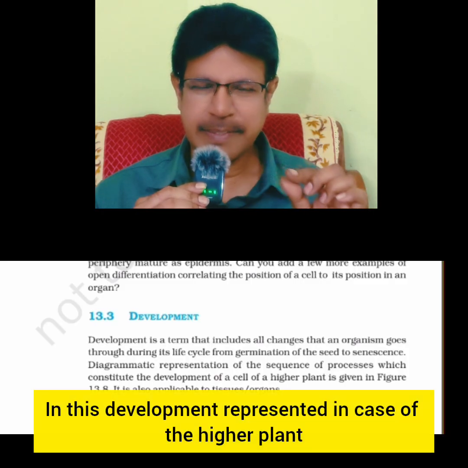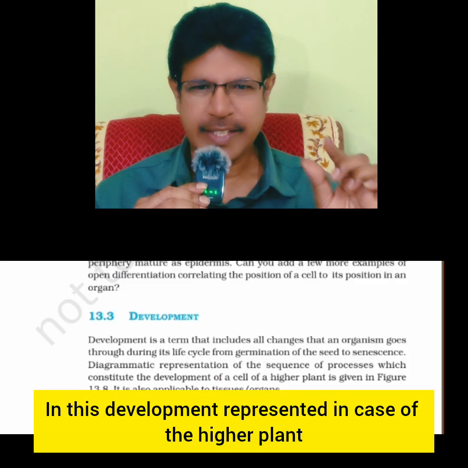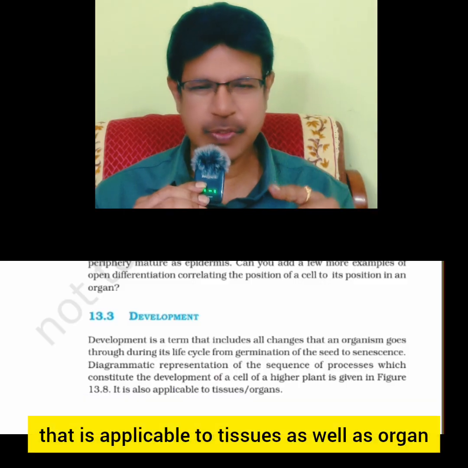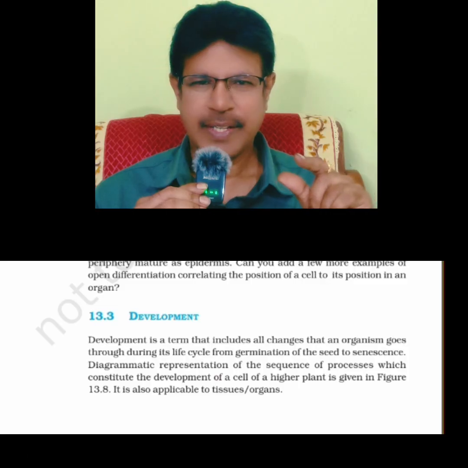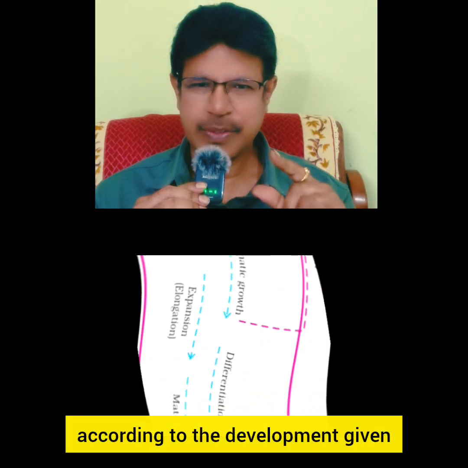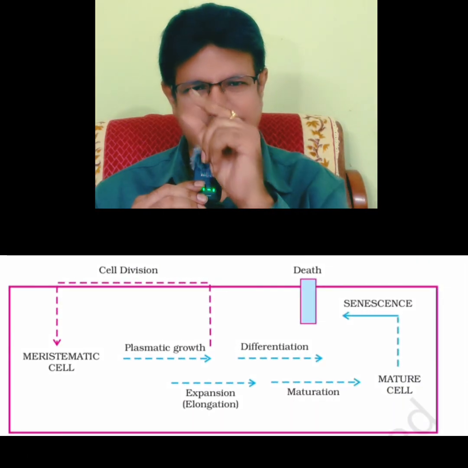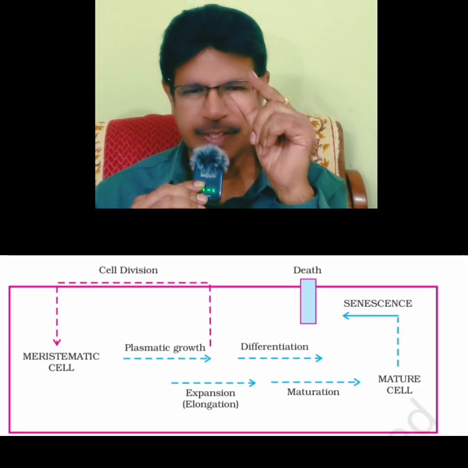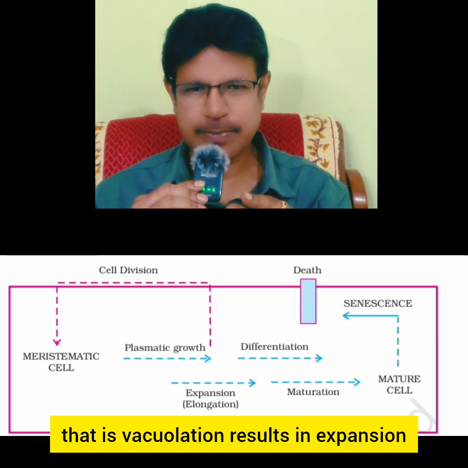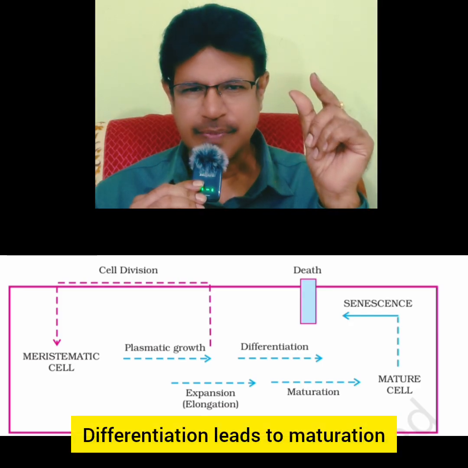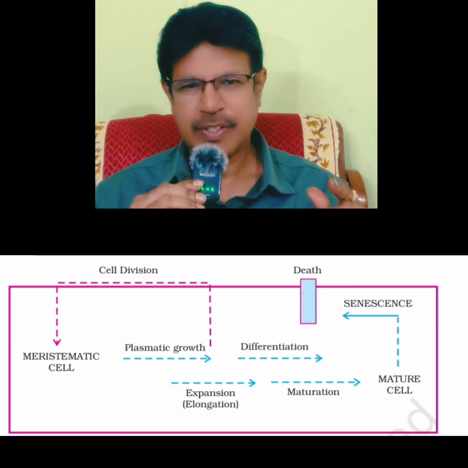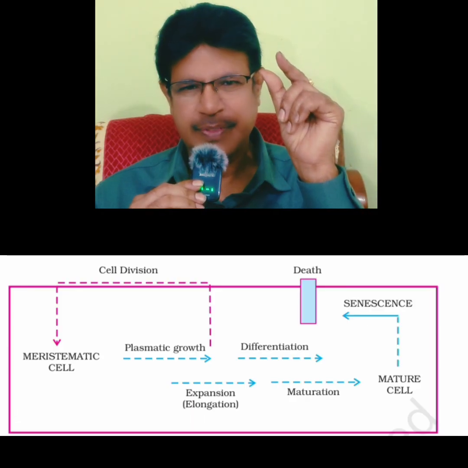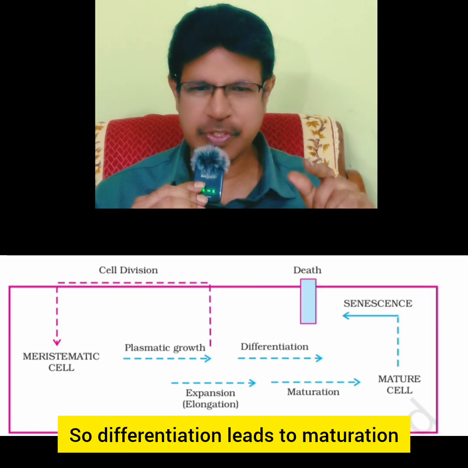In the higher plant, development is represented as cell development, which is applicable to tissues as well as organs. In the text, according to the development given, the cell, that is the meristematic cell, undergoes plasmatic growth, that is vacuolation, which results in expansion. Differentiation leads to maturation. So the act that leads to maturation is differentiation.